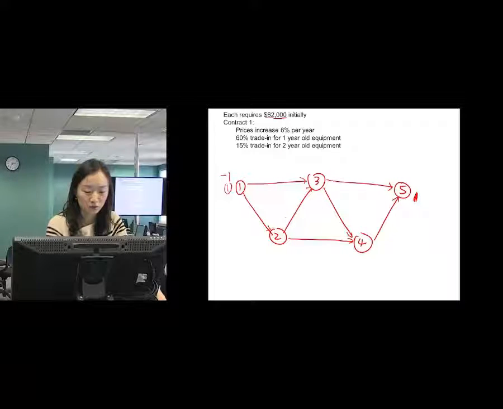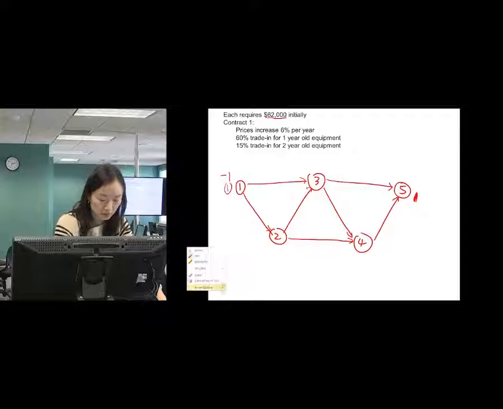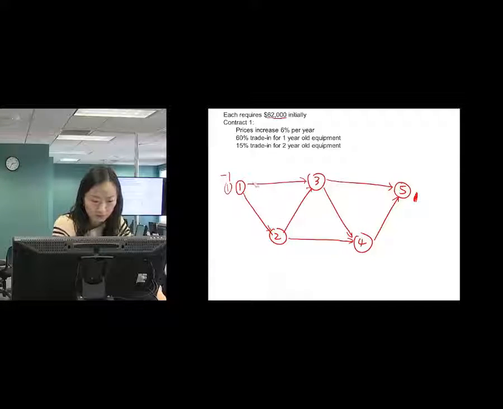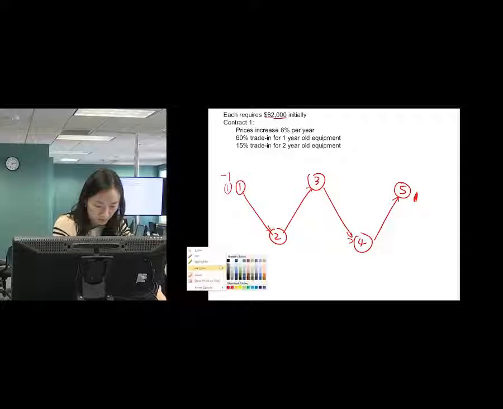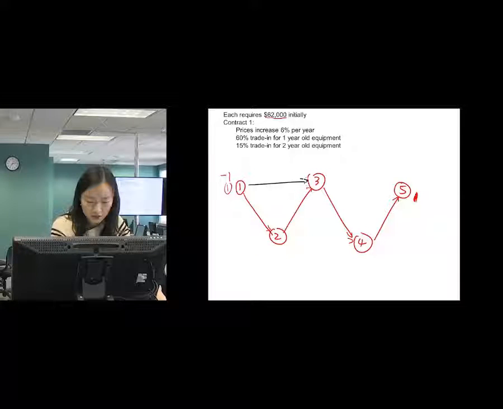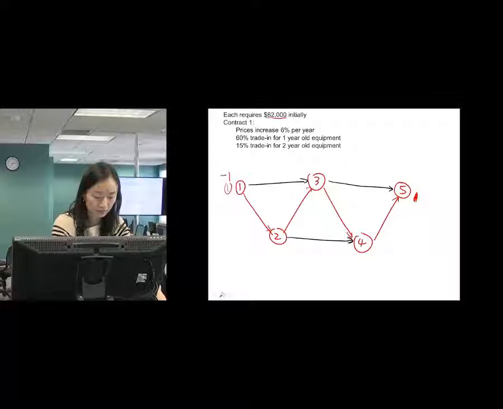Okay, and those nodes here just represent the years. And the arcs here represent the different ways of trading. Okay, so let me change the color. So these black arcs represent a 2 years trading, and those red ones represent 1 year trading.